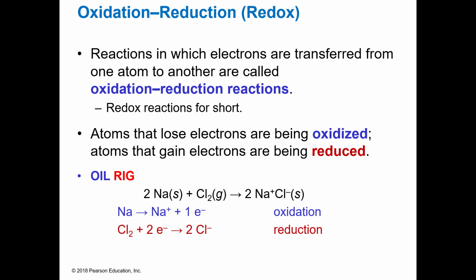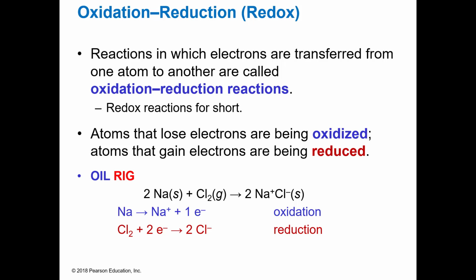Okay, so what's an oxidation reduction reaction? Well, it's two reactions together where you're transferring electrons from one atom to another. And we call it redox for short because oxidation reduction is a mouthful. If you lose electrons, you're being oxidized, and if you gain electrons, you're being reduced. That's because you're reducing the overall charge, because you're adding negatives. So that's why it's reduced.